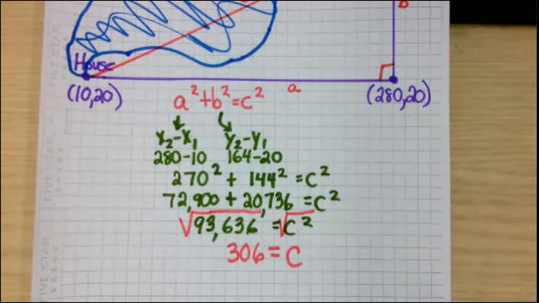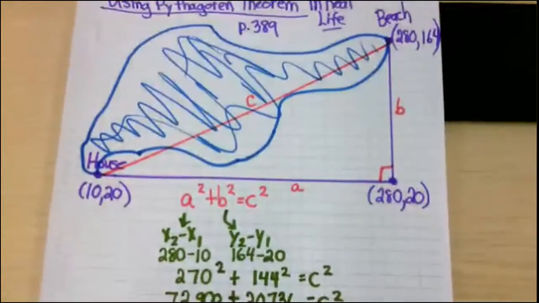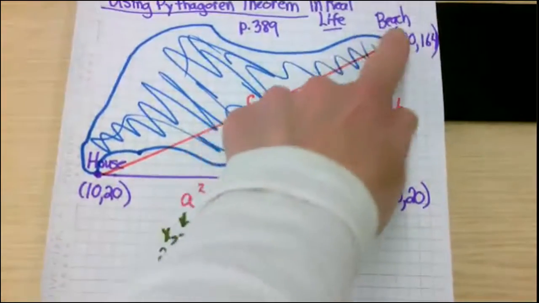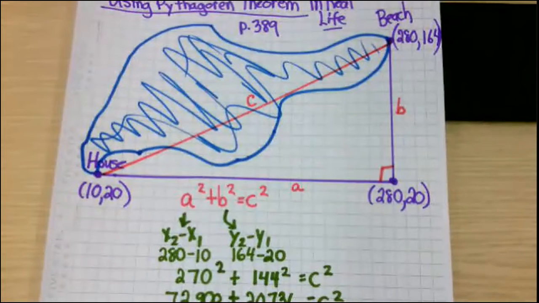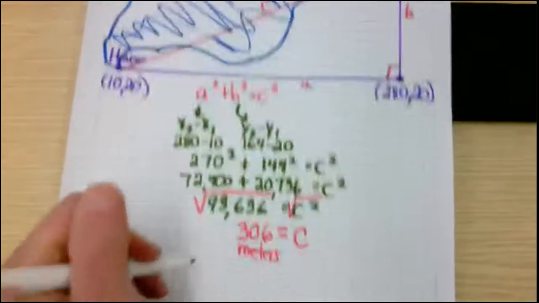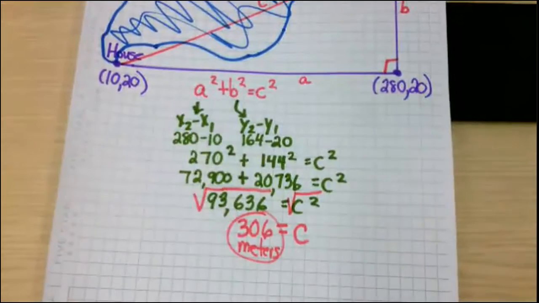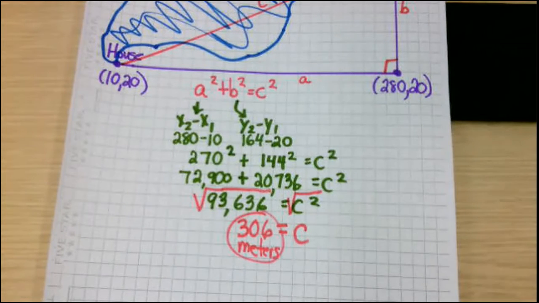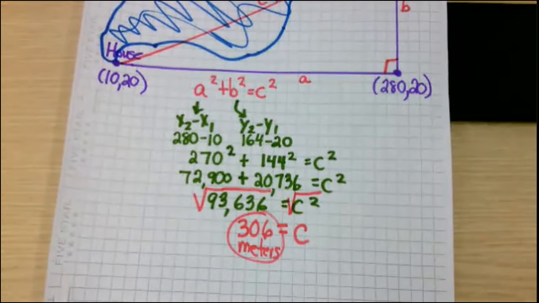So the distance from her house to the beach is 306, and I think it was in meters. Yes, so 306 meters. That's the answer to that problem. Now, I want to also show you how to use the distance formula to get the answer, because you're going to need to know both.